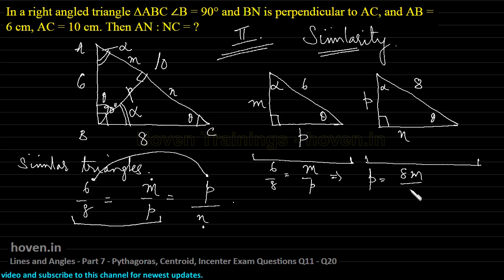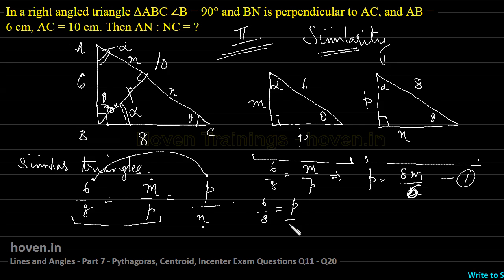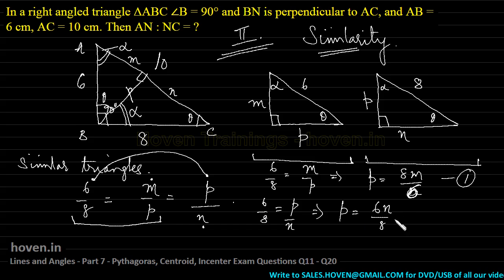So we can write this as equation 1. Now let us take this and this. We get 6 by 8 is equal to P by N. Take out P. This can be easily done. You can just move N to the other side. P is equal to 6N by 8. This is the second equation.